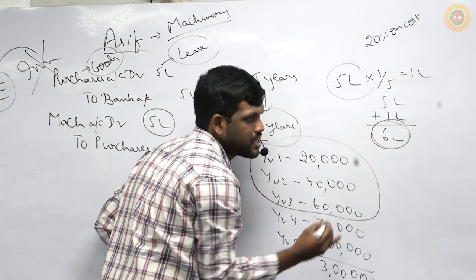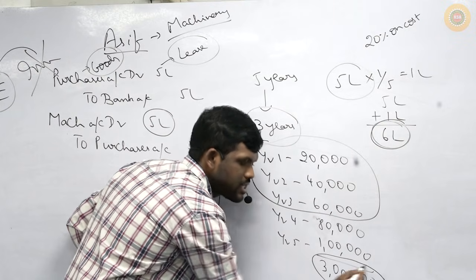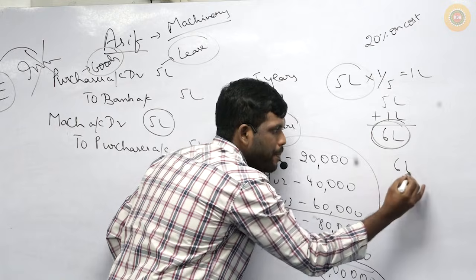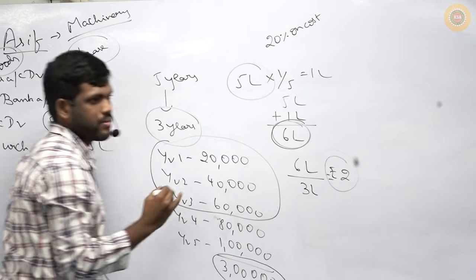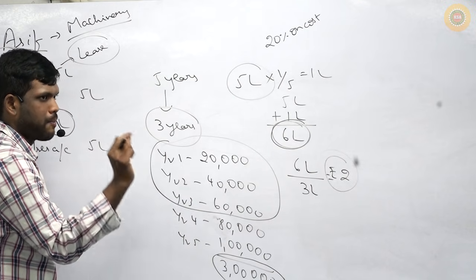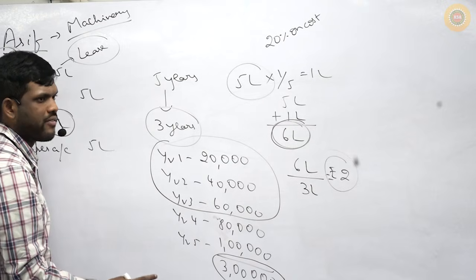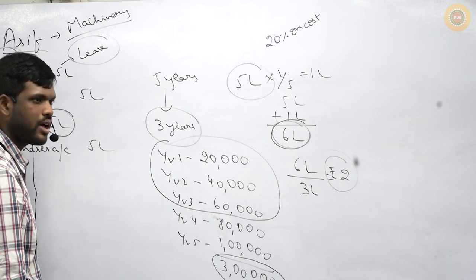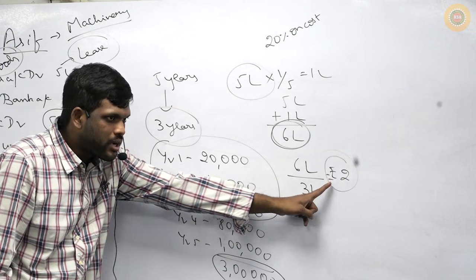Sir, then what will he do? In 5 years he wants to recover 6 lakhs. In 5 years how many units can we manufacture? 3 lakh units. So per unit how much does he have to recover? 2 rupees. For every unit manufactured using the machinery he will recover 2 rupees. Totally in 5 years it can manufacture 3 lakh units, so totally Asif will be able to recover 6 lakhs. Correct? 2 rupees per unit.